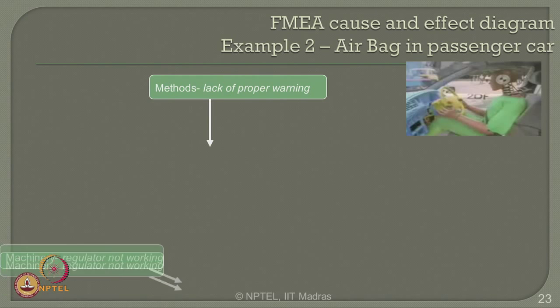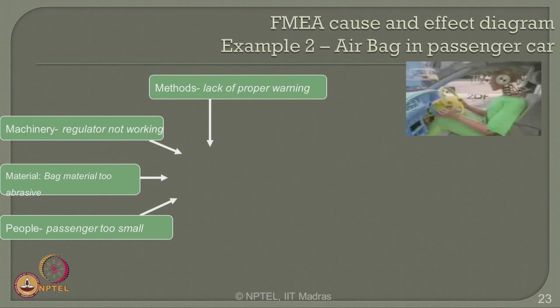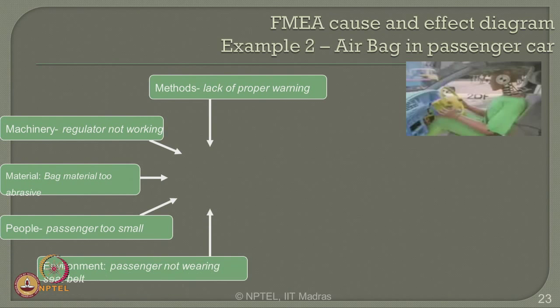One is lack of proper warning. It arises from the understanding of the system. It can be a machinery failure, where the regulator which has to invoke the airbag is not working properly. It can be a material, where the airbag can be very highly abrasive material. It can be the people. If the passenger is too small, maybe a child or an underaged person, then it can also cause a failure. The final one can be environment, that is, the passenger is not wearing the seat belt at all, because he has to be held in position to make it safe.